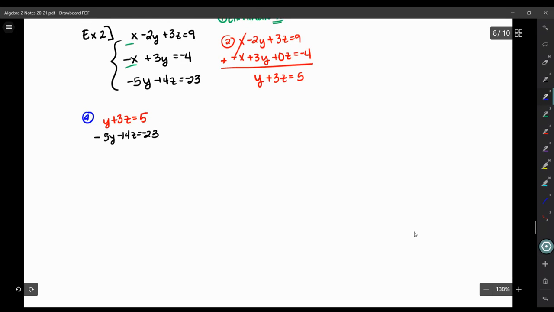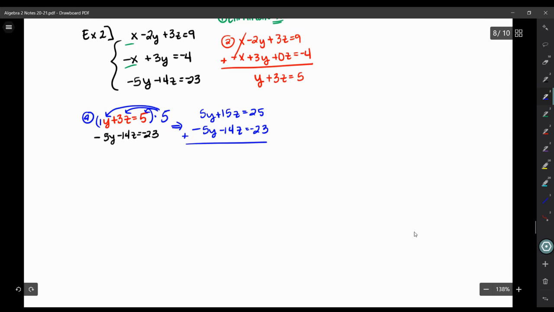So let's see. It looks like y will be easier to eliminate because 3 and 14 are not common multiples very easily. I can make a 1 into almost anything though. So I'm going to multiply the top equation by a 5 in order to eliminate my y's. So 5 times y makes 5y. 5 times 3z makes 15z. And 5 times 5 makes 25. And our bottom equation did not change, so negative 5y minus 14z equals negative 23.